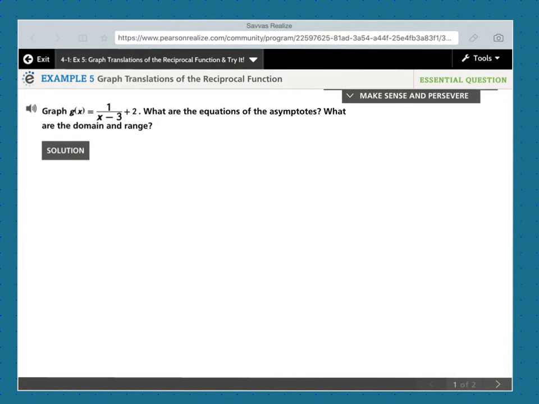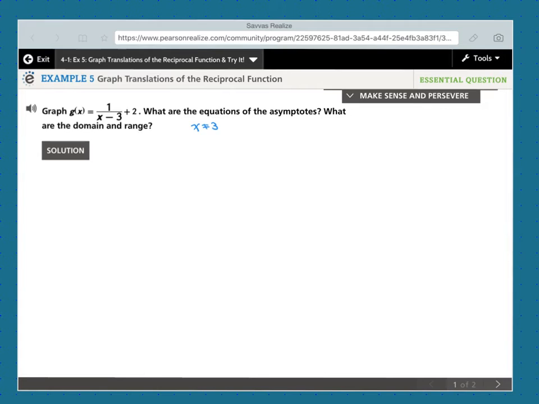Graph g of x equals 1 over x minus 3 plus 2. What are the equations of the asymptotes? What are the domain and range? So to begin with, as soon as I notice some limitations, in this case x minus 3 is in the denominator, so obviously x cannot be 3. So I mark it up immediately. Okay, and now let's move on to see what happens next.